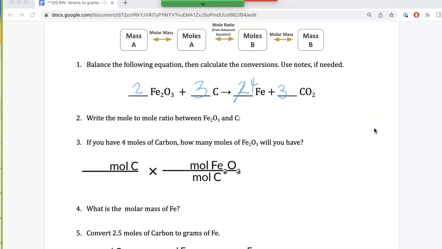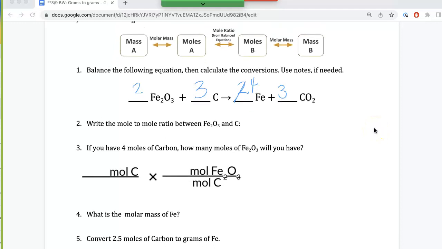The first question then asks me to write the mole-to-mole ratio between Fe2O3 and carbon. So if I look at Fe2O3, it has a 2 in front of it, so for every 2 iron oxides, there are 3 carbons.